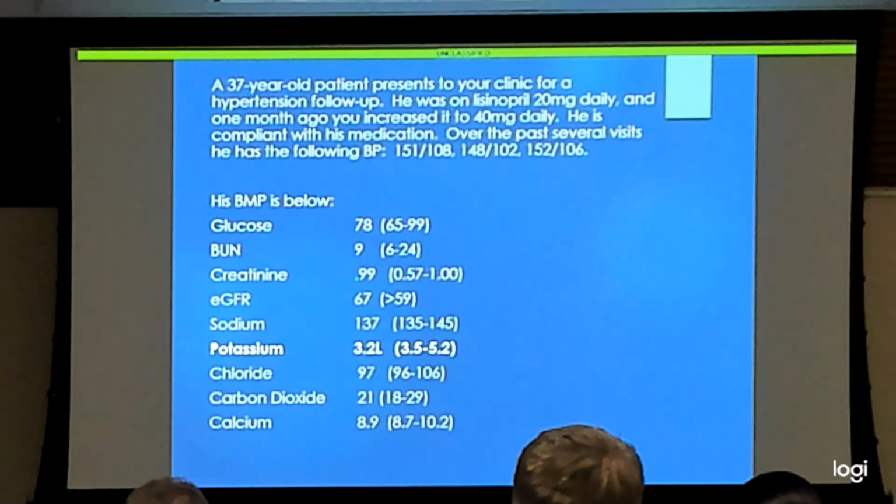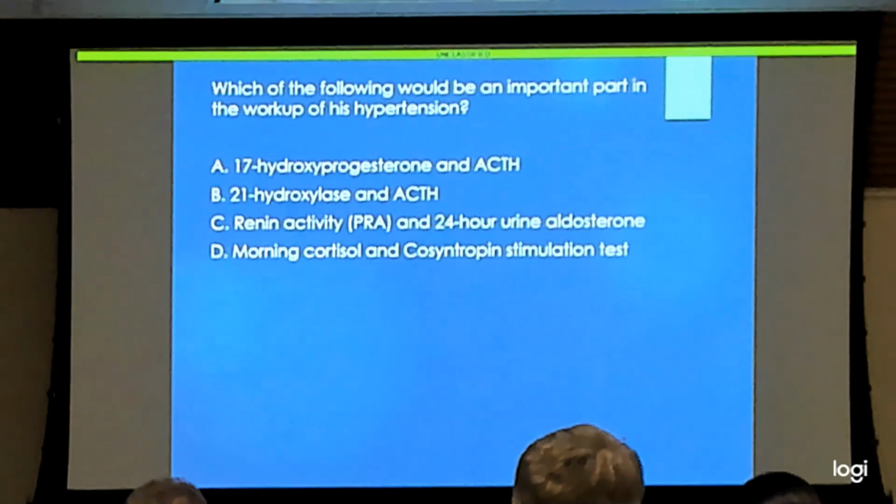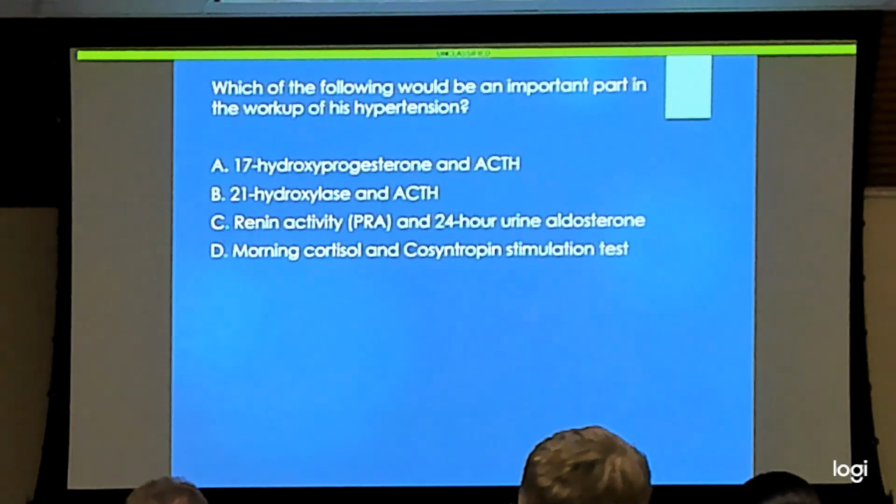His BNP is below. The one that's abnormal looks like a potassium level. Low. Nothing else is abnormal. Which of the following would be an important part of the workup of his hypertension?